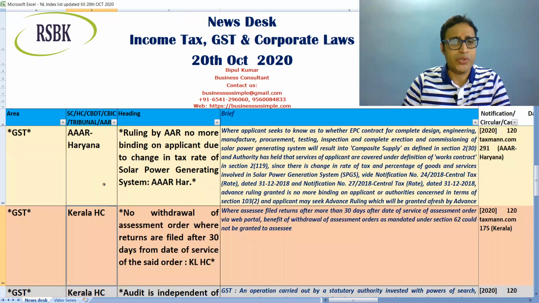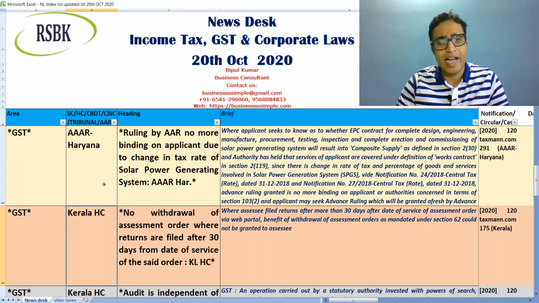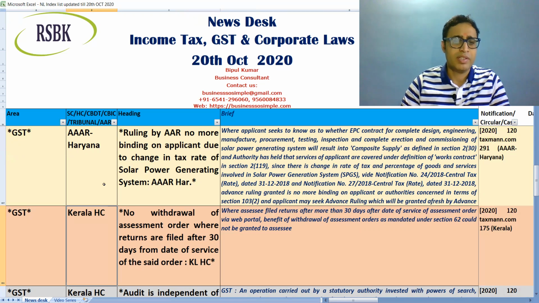Appellate Advance Authority Ruling, Haryana: rulings of the AAR are no longer binding on the applicant due to a change in the tax rate of solar power generating systems.